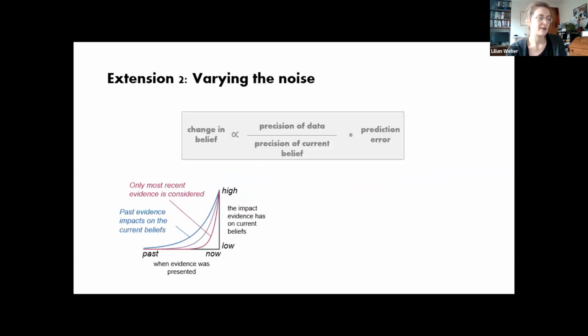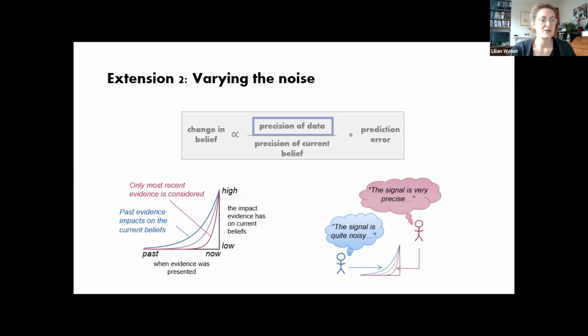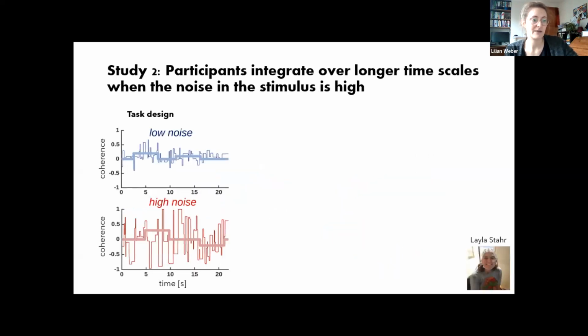The other extension that I want to mention is, so we've been talking about the precision of the current belief, but actually the learning rate also scales with the precision of the data. And so you could think of a different set of expectations about how precise or noisy the signals are that you're getting, which would have similar consequences for your integration kernels. And in fact, this is something that Leila, another PhD student from Lawrence, is already testing in an ongoing EEG study, where she's using the same paradigm, but she's varying the noise around the mean coherence signal.